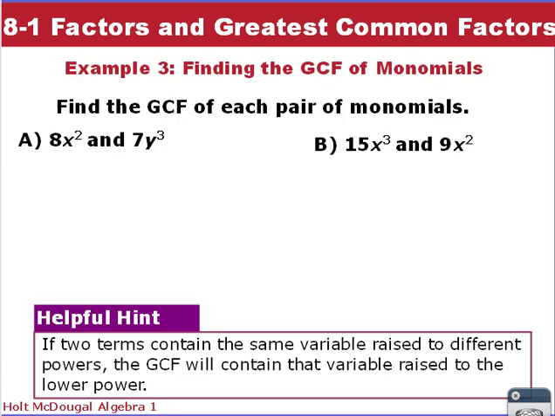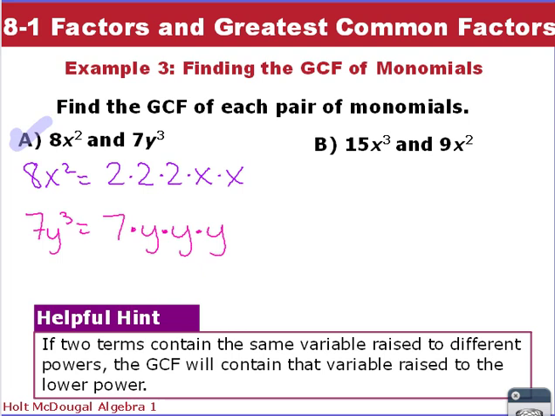So here we want to find the greatest common factor for 8x squared and 7y cubed. So in our first example, we have 8x squared, and the prime factors are 2 times 2 times 2 and x times x. 7y cubed factors into 7 times y times y times y. Looking at these, none of these factors are the same, so in this case our greatest common factor for 8x squared and 7y cubed is 1.